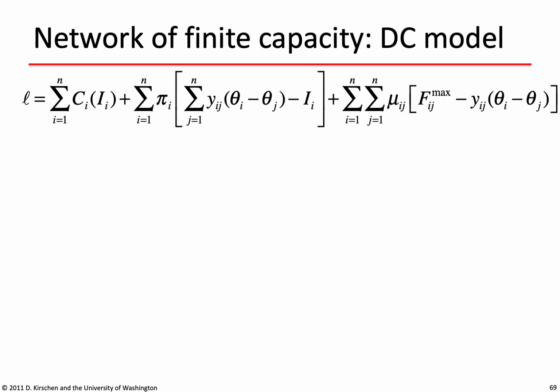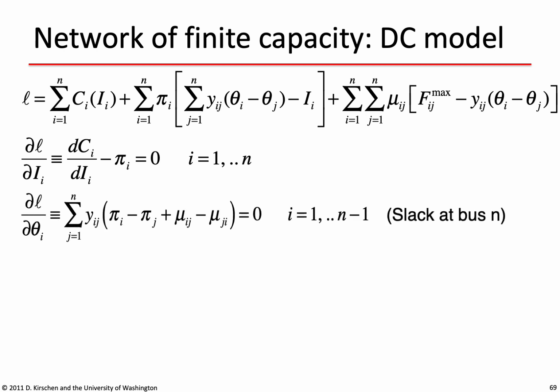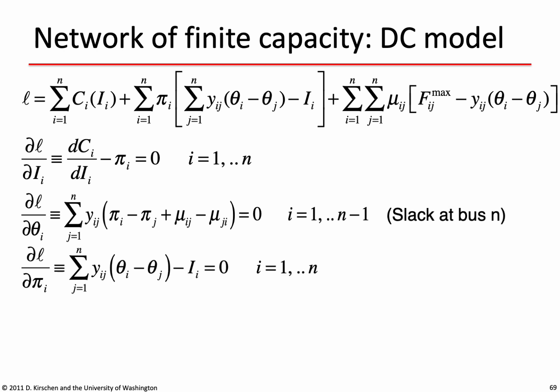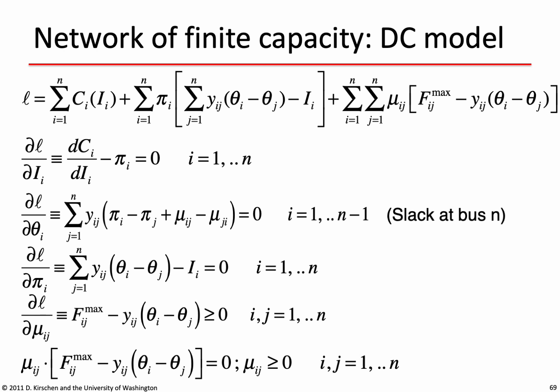Having built this Jacobian, we can, as usual, develop the optimality conditions by taking the partial derivative of the Jacobian with respect to the injections, with respect to the state variables, the voltage angles, and with respect to the Lagrange multiplier pi I, and with respect to the Lagrange multiplier mu ij. And we also add the complementary slackness conditions. These optimality conditions give us a set of equations that we can solve to find these prices and shadow prices.